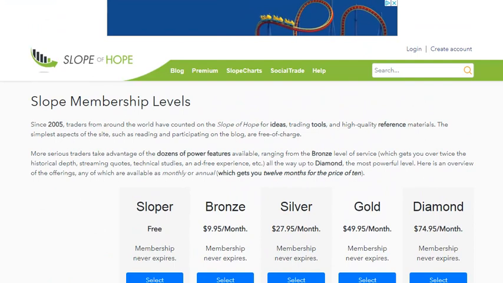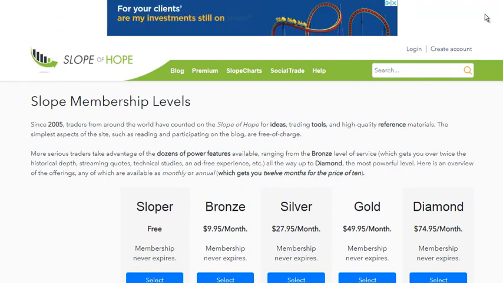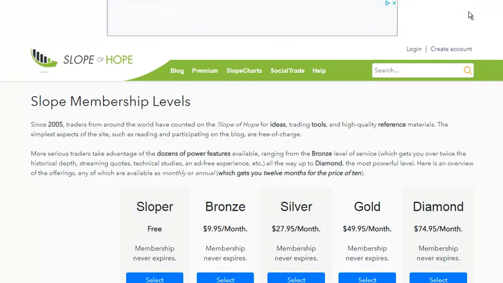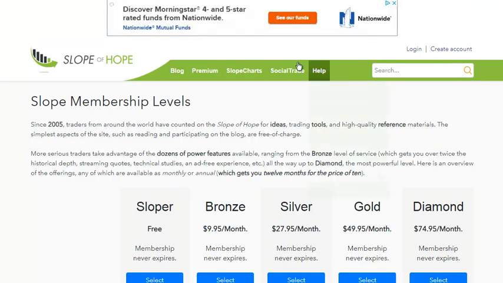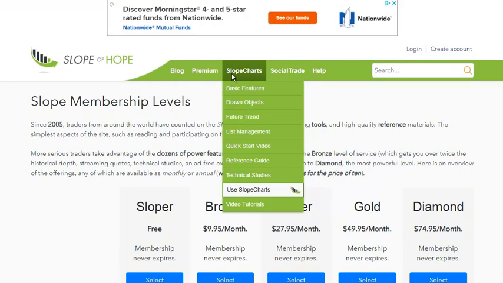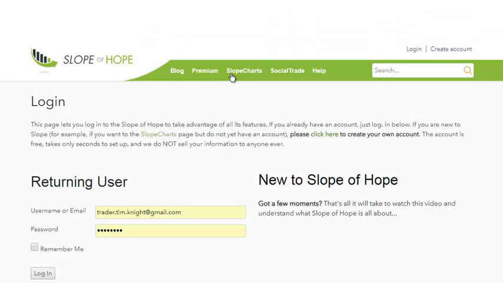So the key here between a guest and a sloper is that you become a member of the community, and you can contribute. You contribute comments, you can contribute to Social Trade, and as I said earlier, you can make slope charts.